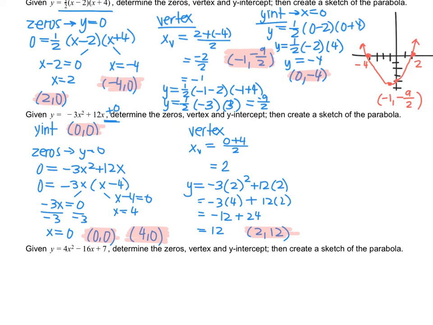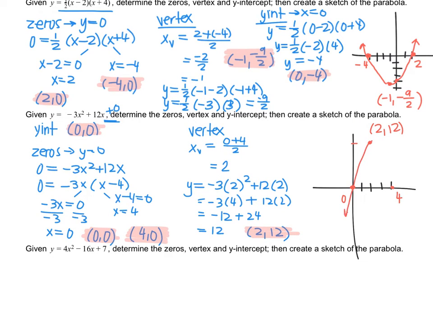And now we can do a logic check with a sketch to make sure it seems right. So I have a 0 at 0 and 1 at 4. So 0 and 4. The y-intercept is also at 0, which makes sense. Anytime a y-intercept is at an origin, the x-intercept has to be there as well. And then the vertex is at 2, 12. So I'm just going to say that's 12.